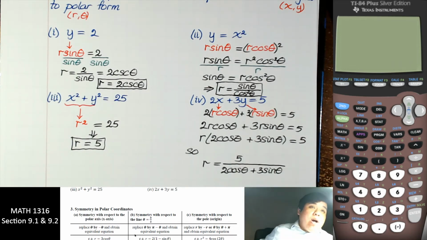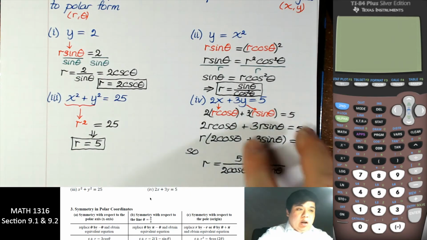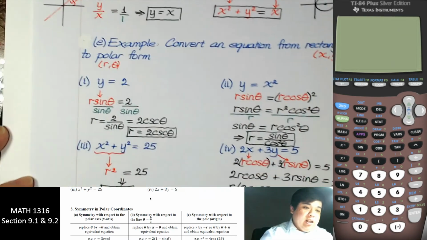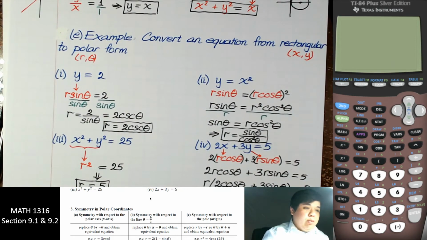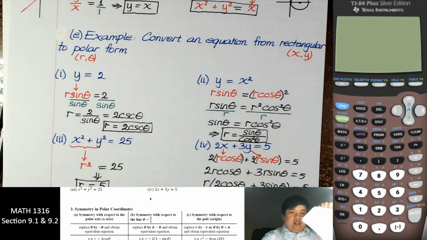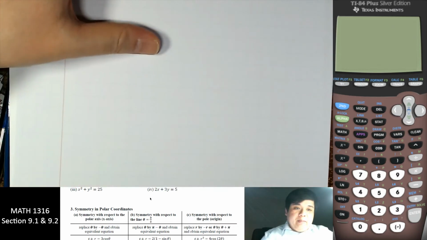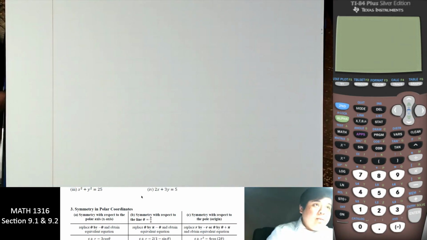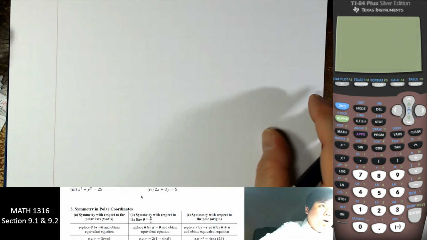Once again, rectangular is x and y, polar is r and theta. We can change from r and theta to x and y, interchangeably. So make sure we know how to do that. Next, we have symmetry in polar coordinates.